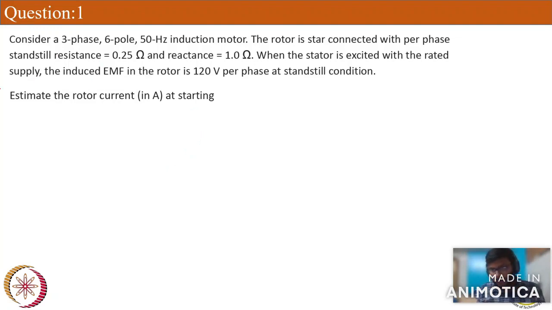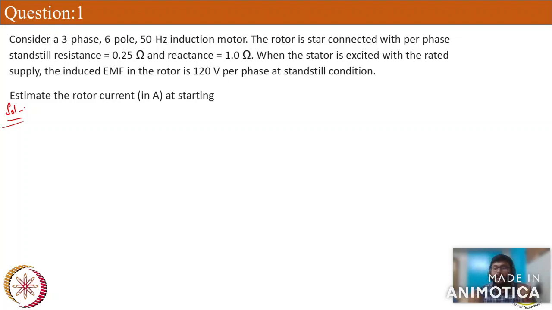I want everyone to take calculators, a piece of paper and a pen, and let's start solving problems with me. Let's see the question. We are given a 3-phase, 6-pole, 50 Hz induction motor, and they say that the rotor has a per phase standstill resistance of 0.25 ohm and a reactance of 1 ohm. When the stator is excited with the rated supply, the induced EMF in the rotor is 120 volts per phase at standstill condition. Now estimate the rotor current at the starting.